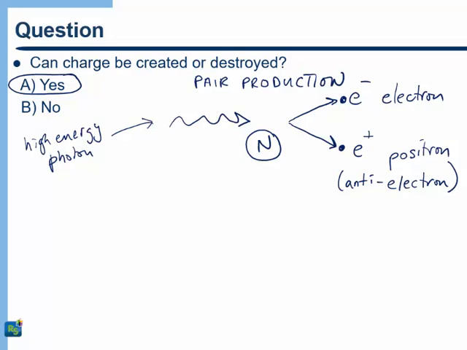What I want you to notice here is that this process does not violate conservation of charge, because we know that photons are neutral. They have no charge. So before this happens, the total charge is 0. After that photon interacts with the nucleus and disappears, we get a negative electron and a positive positron, which have equal and opposite charges, so the total charge after this is the same as before. It's still 0. So conservation of charge is not violated.